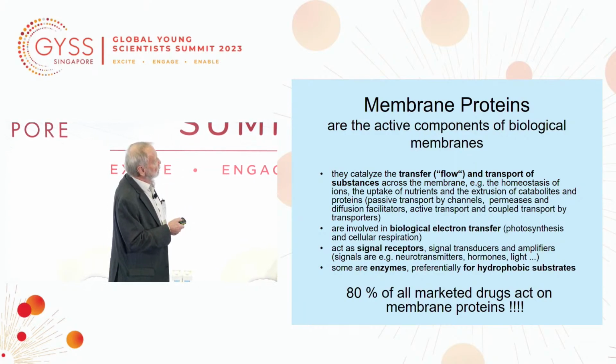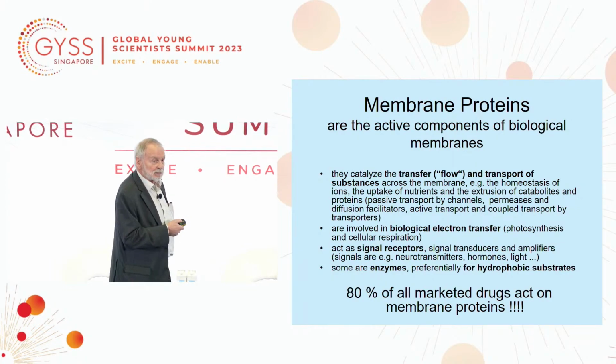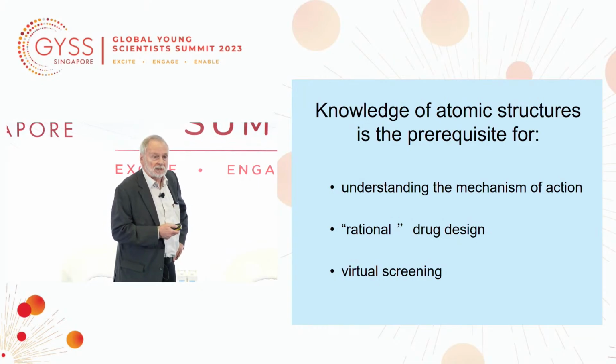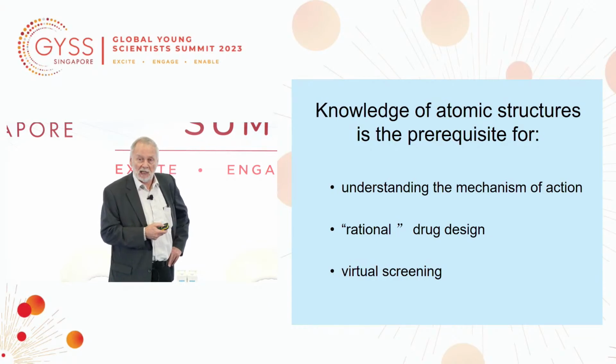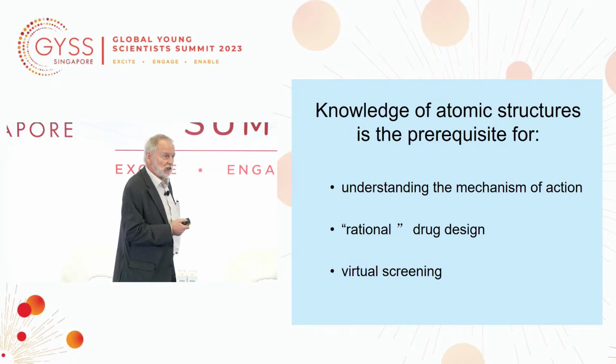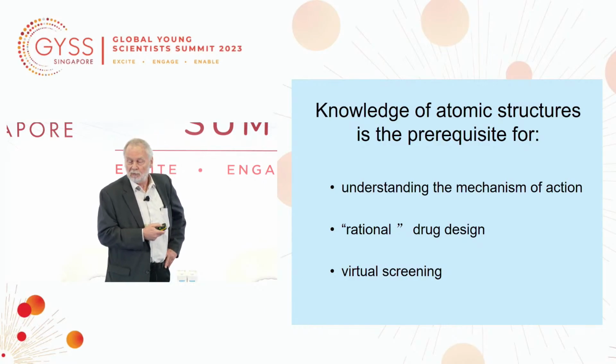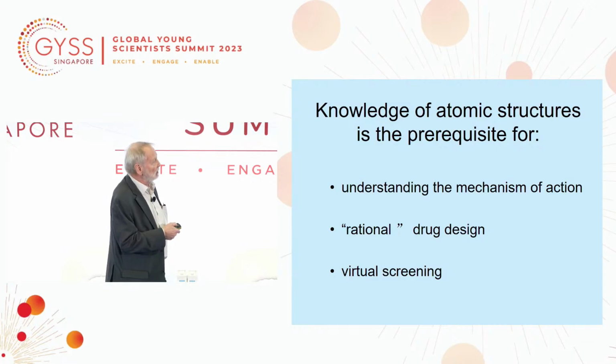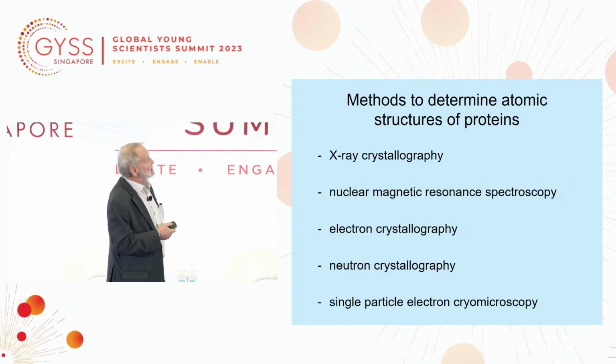Some membrane proteins are enzymes, preferentially if the substrate of the enzyme is hydrophobic. And we want to get the atomic structures. This means we want to have the position of each atom, and we want to see the changes of the atom positions when the membrane protein performs its action. This is what we call understanding the mechanism of action. You need that information also for rational drug design or virtual screening, as was also outlined by Brian Kobilka yesterday. So my interest is how to get atomic structures of these proteins. And nowadays we have five methods to do that.